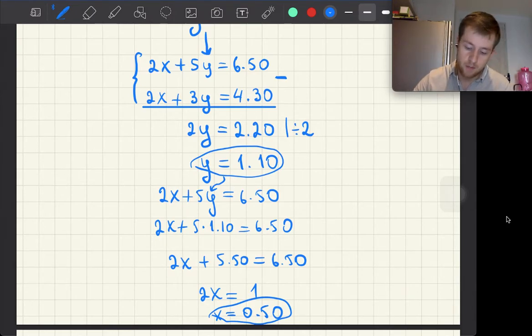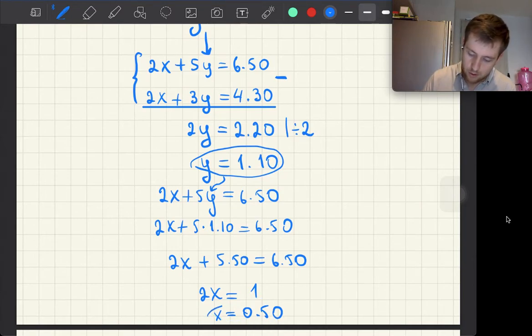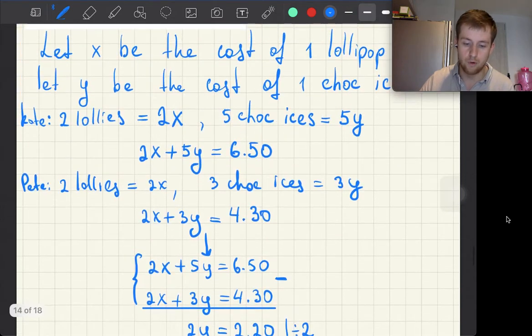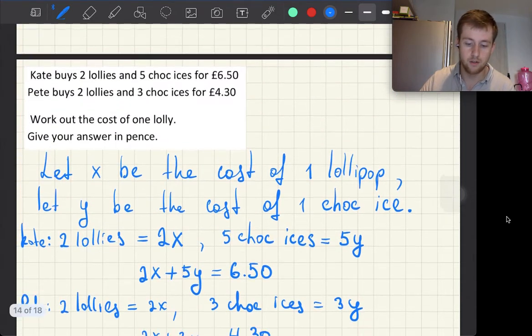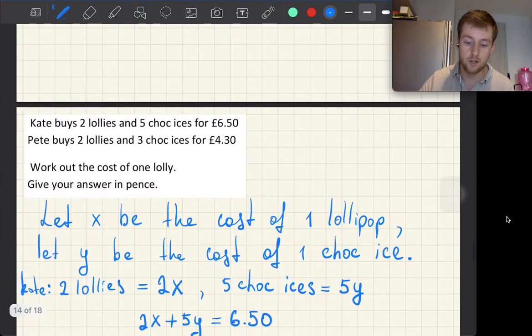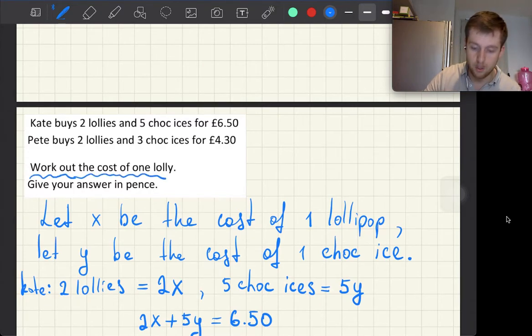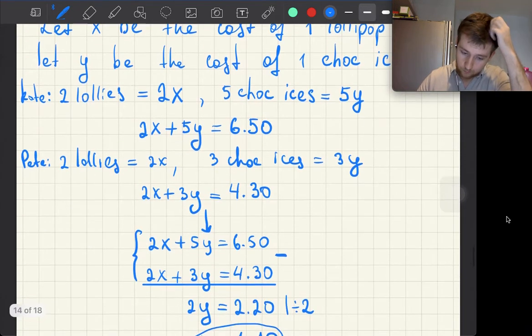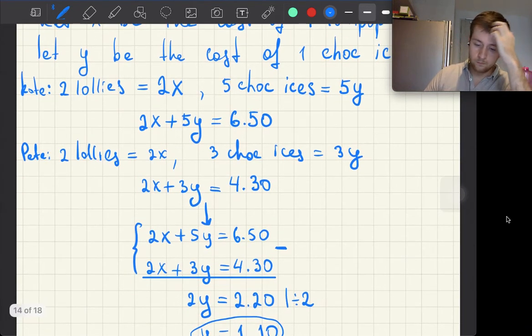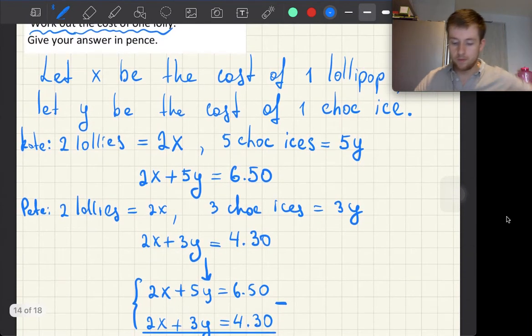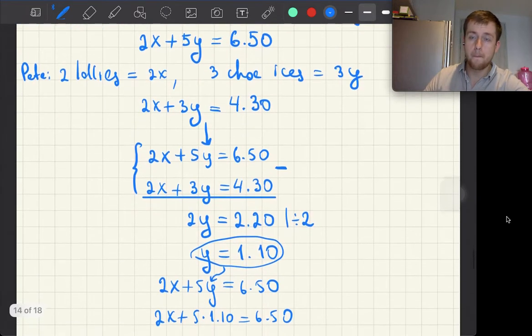There's one tricky part about this question. Maybe you noticed it, maybe you didn't, but the question tells us to give your answer in pence. So right now the answer is in pounds. We have to convert it to pence. Oh wow, the question is actually asking us to work out the cost of one lolly. So actually, yeah.